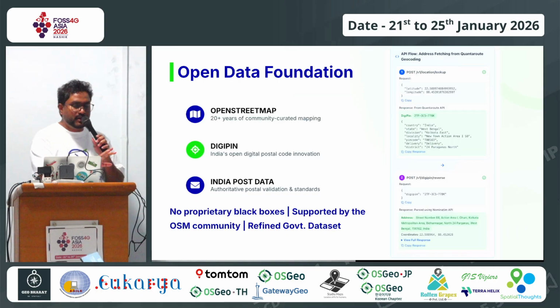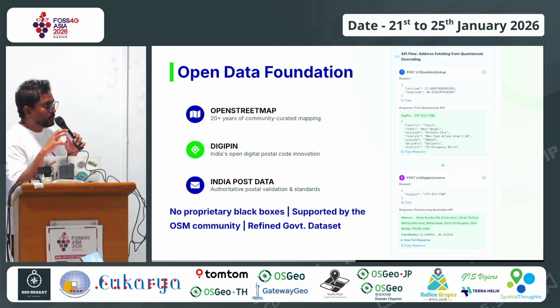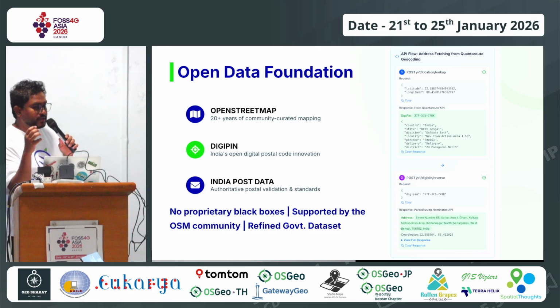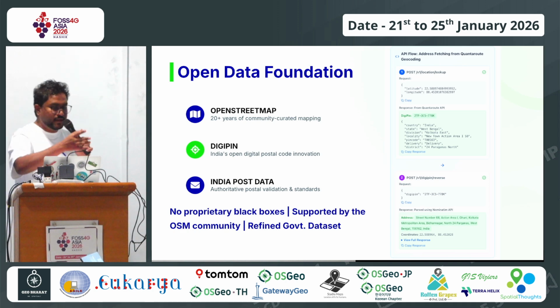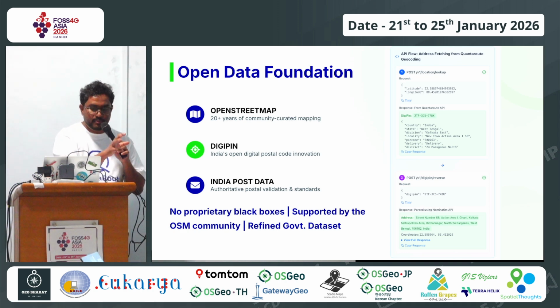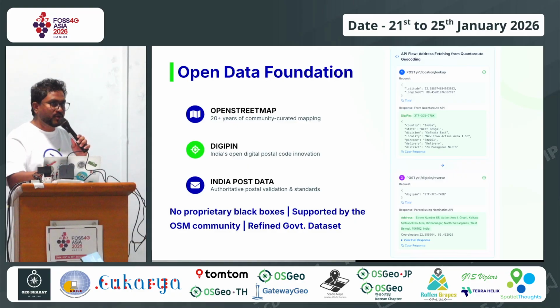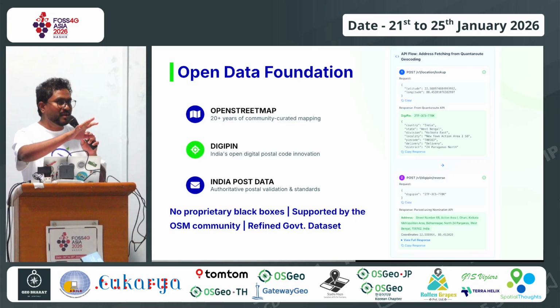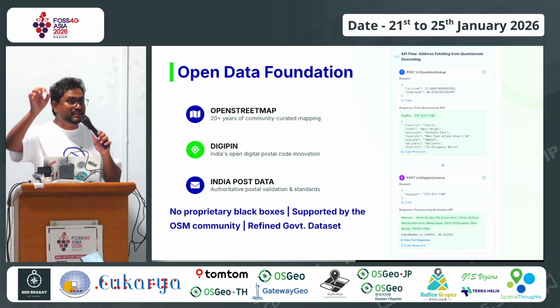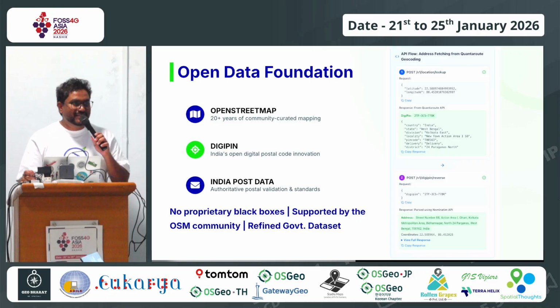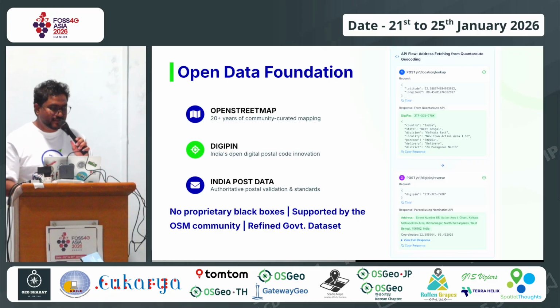Now, the foundation of the QuantaRoute geocoding library is based on OpenStreetMap data. I think Arun is here, he can correct me. I just put 20+ years of community curated mapping. I think it's 2026, and you started mapping from 2006 in India, right? So that's the calculation I made, 20 years of community curated mapping.